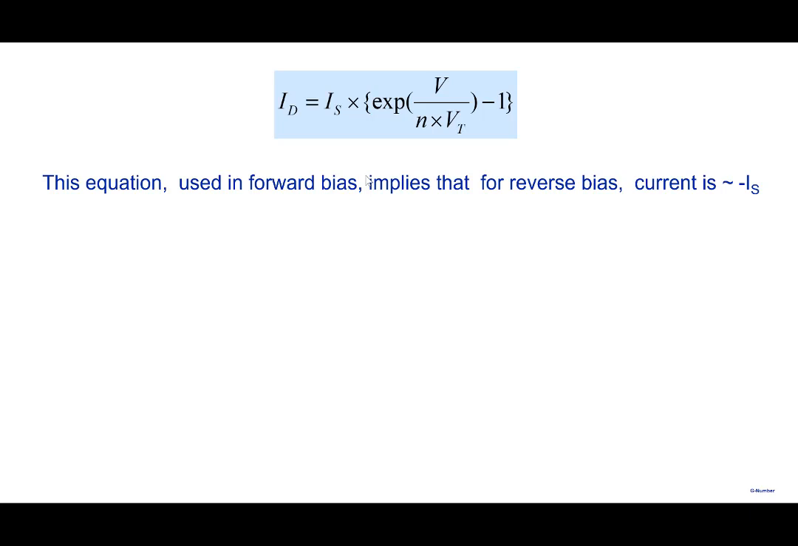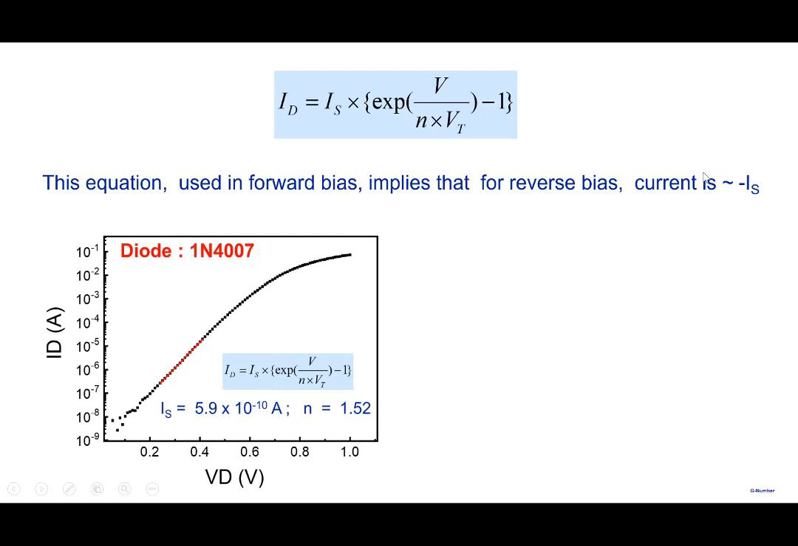Whether you apply minus 1, minus 2, minus 3, or whatever, the value of ID is minus IS. So, is IS really the reverse saturation current? Take the same diode that you are using in the lab. For this, I've already said IS is 5.9 times 10 to the power minus 10 amperes, so 0.6 nanoamperes, with N equal to 1.5. If I reverse bias this diode, say apply minus 1 volt, I should expect minus 0.6 nanoamperes. That's the reverse saturation current.